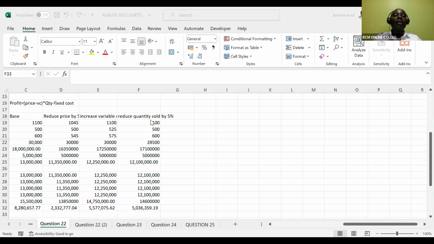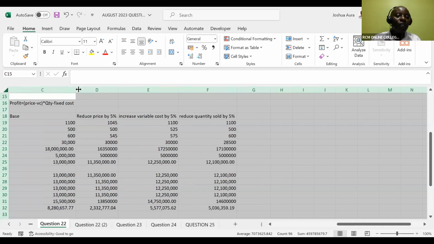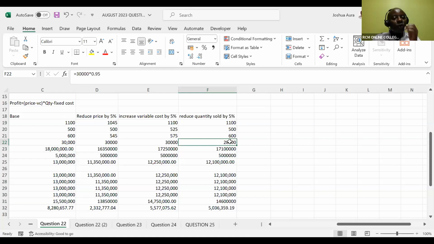What we have done is to look at another variable called quantity. So this quantity would want to sell millions and millions of units. So if you're told that quantity has been affected by 5% adversely, it means that we reduce the quantity by 5%. I would want to reduce it by 5%. So first of all, I copy the base information. And then I go to this quantity here, just reduce quantity alone by 5%. So take the old quantity, which was 30,000 times 95%. That's how I was able to get this. So I got this 12.1 million.